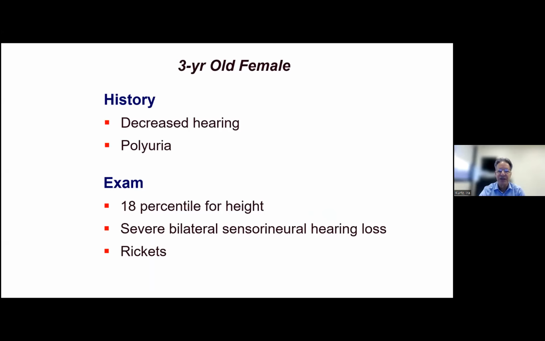So here's another patient. Again, it's a 3-year-old female. This is a real case with decreased hearing and polyuria. She was 18th percentile for height. She had bilateral sensorineural hearing loss and rickets. Again, once you get more used to these things, you'll have the diagnosis right away, even without getting any chemistries from the patient.